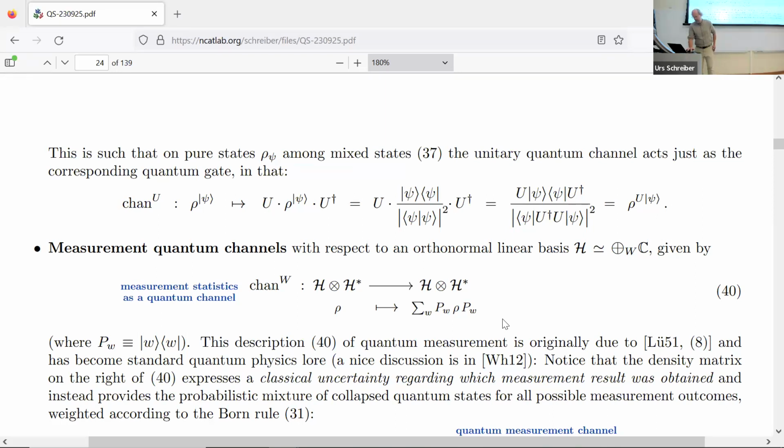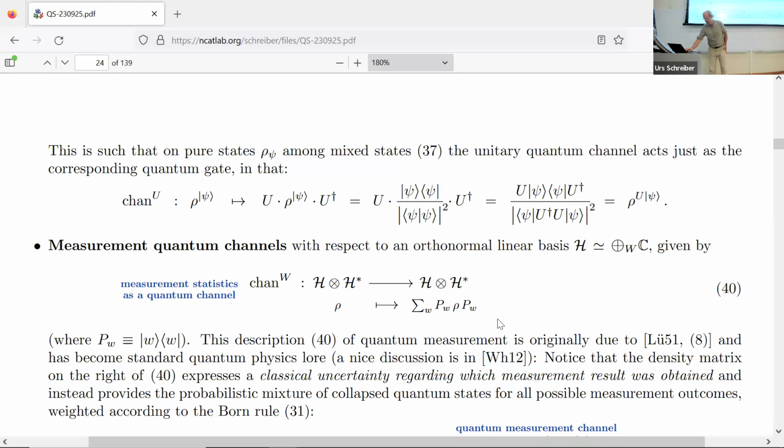And so Lüders says, well, what if I make a measurement, and I suppose I don't actually know which measurement outcome I got. Well, I do know by the Born rule that with such and such probability I would have gotten such and such measurement. So he says, let's write this as the following rule. We take our density matrix rho and form the sum over its conjugations with the projections. So why is that the right prescription?